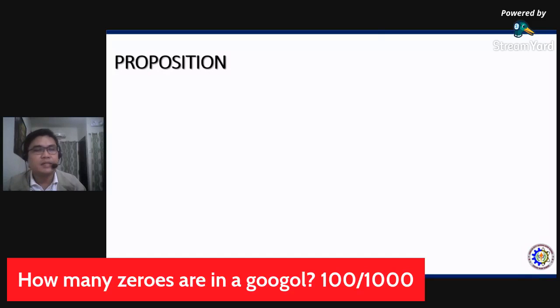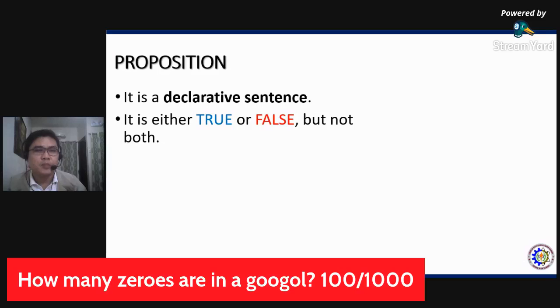Now, in order to understand logic, we need to understand the basic building block of logic, the proposition. What is a proposition? Well, it is a declarative sentence, and it is either true or false, but not both. So, as you can see by this definition, a proposition is a statement, or specifically, a declarative sentence that may be true or false in its truth value, but can never be both. That definition gives us two conditions for a given sentence or statement to be a proposition or not.